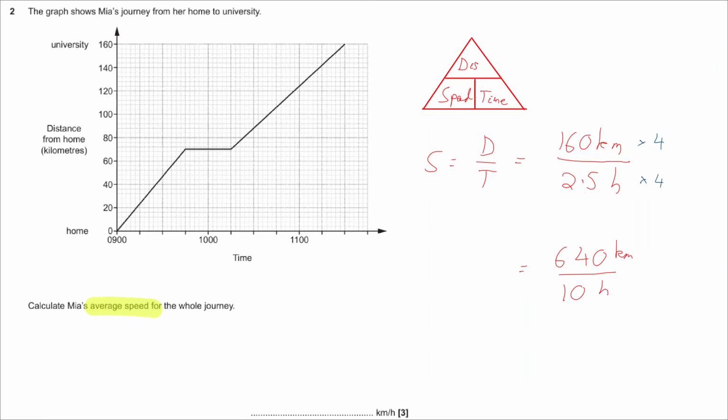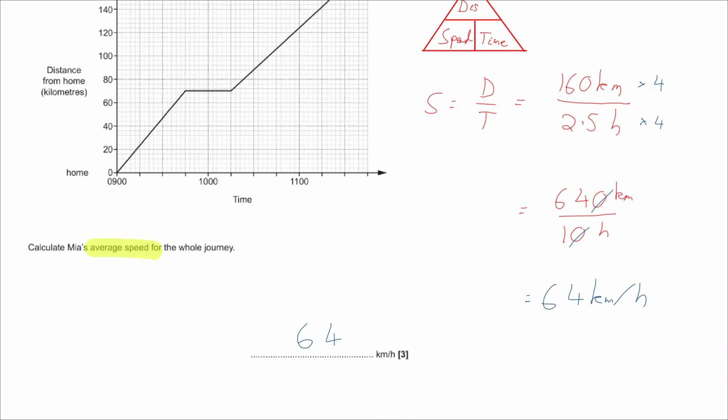The zeros here are going to cancel. So you've got 64 divided by 1, which is simply equal to 64. And then you've got kilometers per hour. And this is my answer for the question. I can't actually see the bottom of the screen, but I put in 64 kilometers per hour. Question 2, there we go. Perfect. So that is 3 marks in the bank.